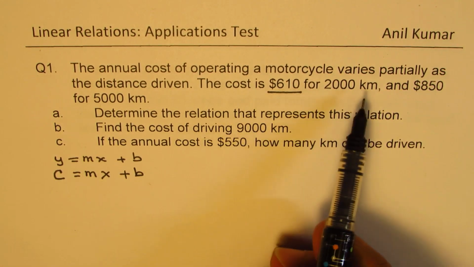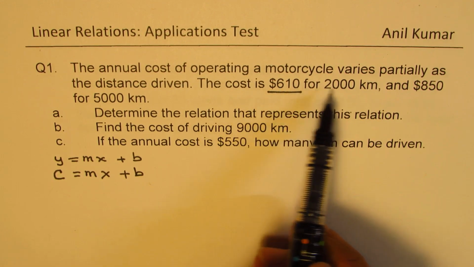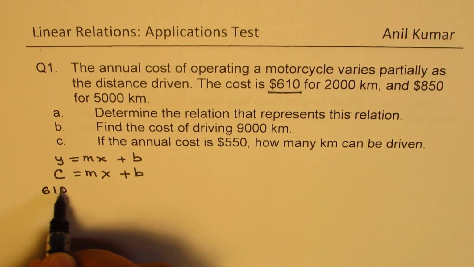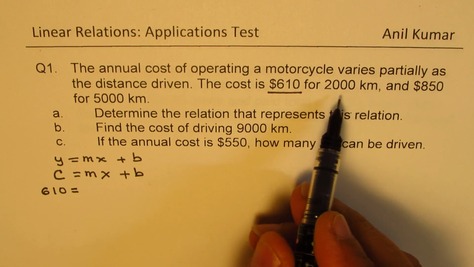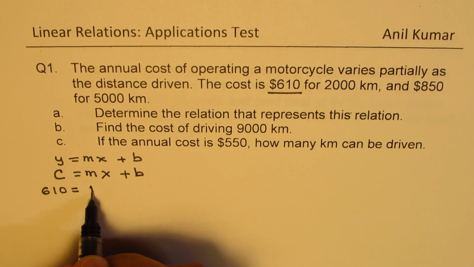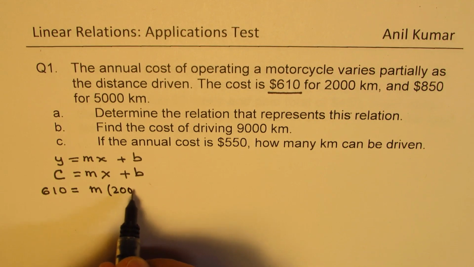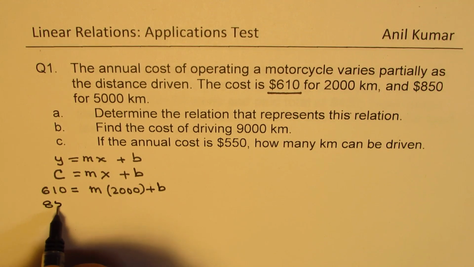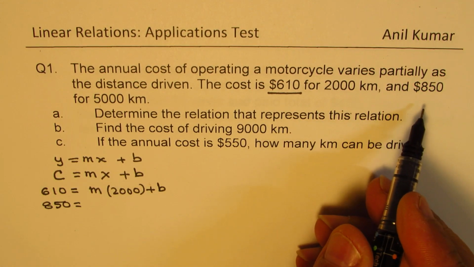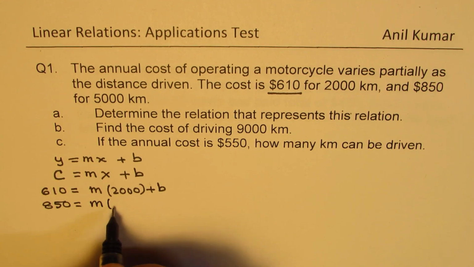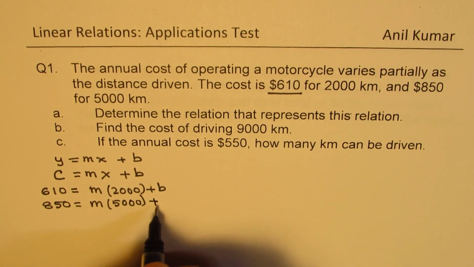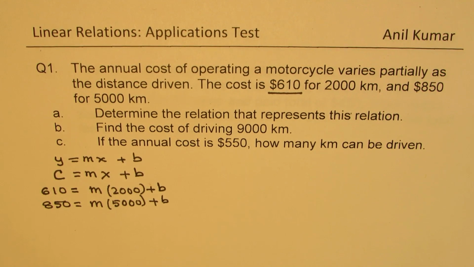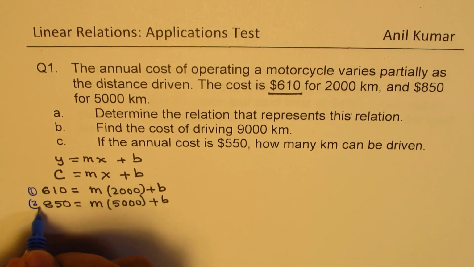So we have 2 points basically. Cost of 610 for 2,000 kilometers. That means one equation will be 610 when the car goes 2,000 kilometers, so m times 2,000 plus b. The other one will be 850, the cost for 5,000 kilometers, m times 5,000 plus b. So we can substitute these values in our equation, getting 2 different equations. Let's call them equation 1 and 2.